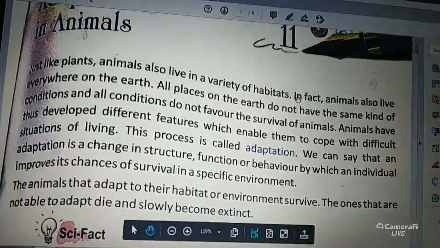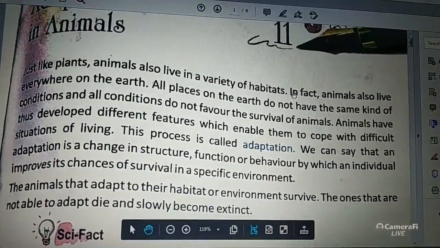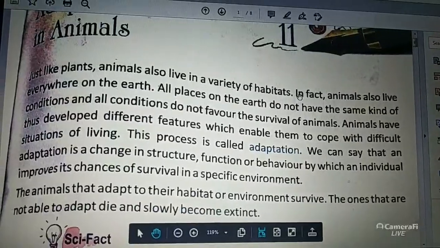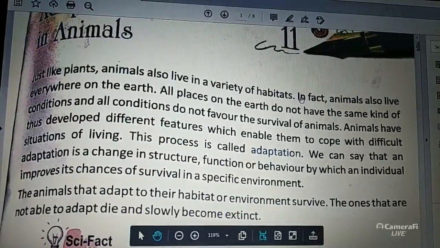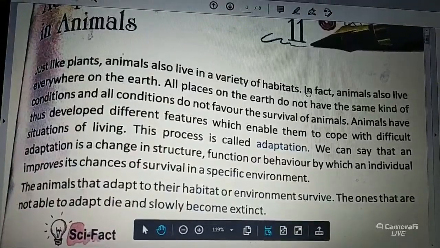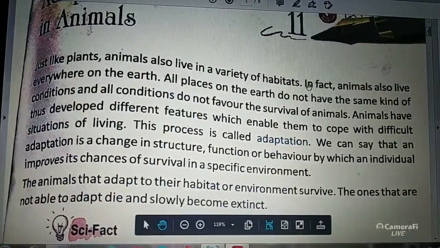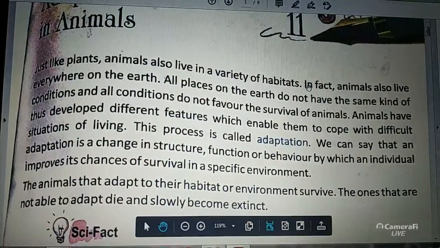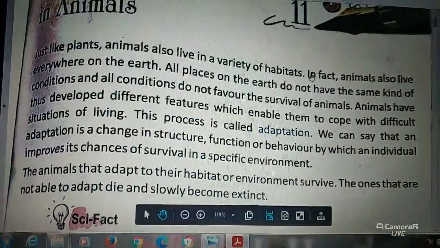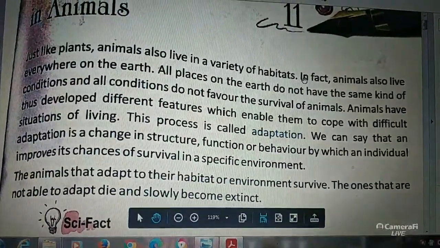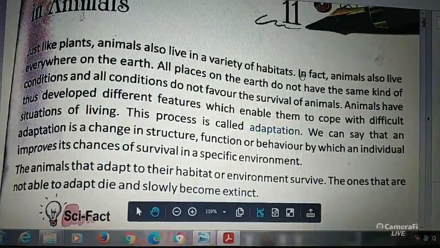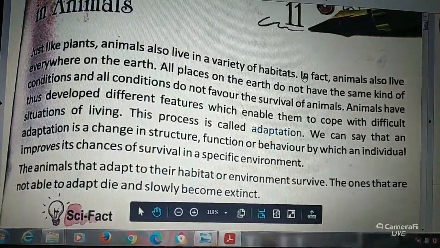So, okay. Here we can say that an adaptation is a change in structure, function, or behavior by which an individual improves its chances of survival in a specific environment. So here you can see a polar bear has a thick fat layer under the skin. This is also one type of physical adaptation, body structure adaptation, but you can't see any fat layer under camel skin, under a dog skin.